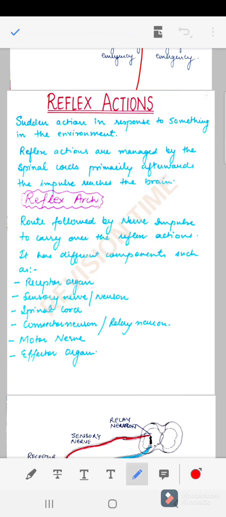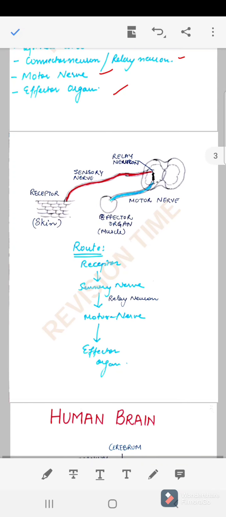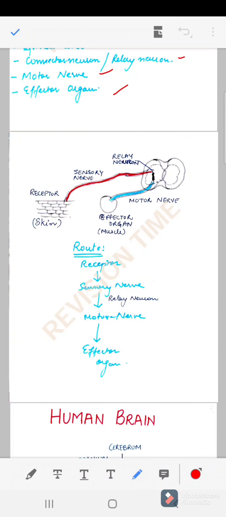So it has several components. First we have the receptor organ, sensory nerve or neuron. Then we have the spinal cord. Then we have the connector neuron or the relay neuron, motor nerve, and effector organ. So let us see how the reflex arc works.